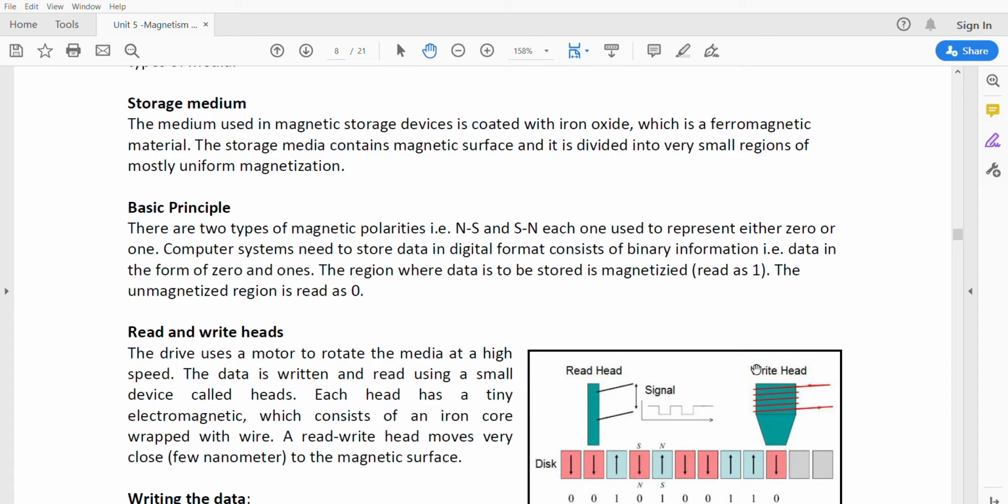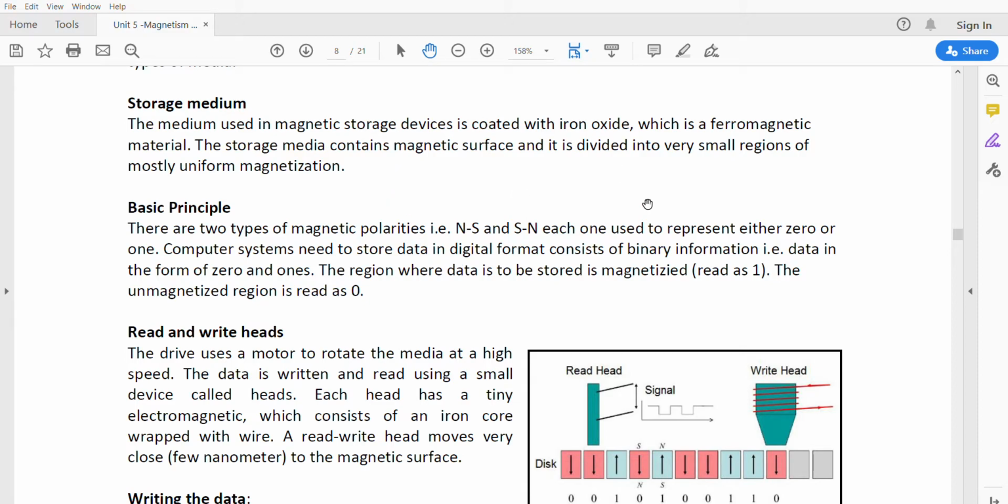We will see how the write head stores the data on the disk. For that, there are two types of magnetic polarities. We already know those two types of polarities: north south and south north. Each one is used to represent either 0 or 1. One polarity is used to represent 1, and the other polarity is used to represent 0.